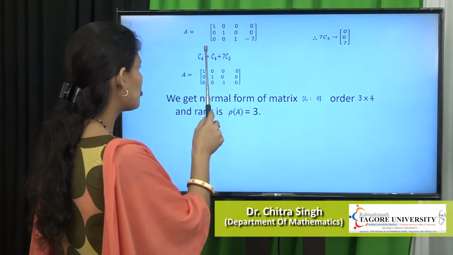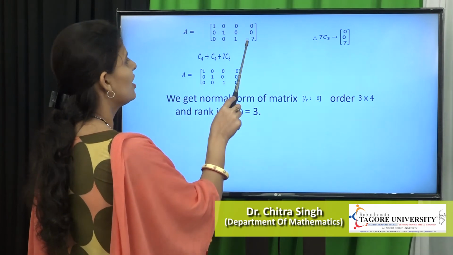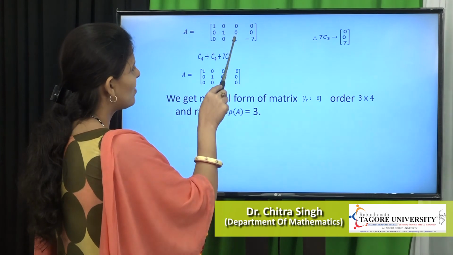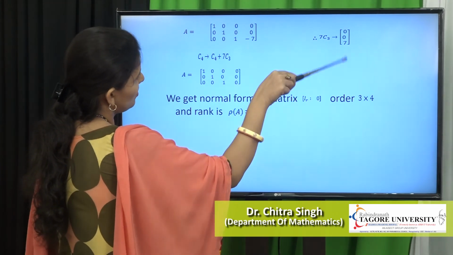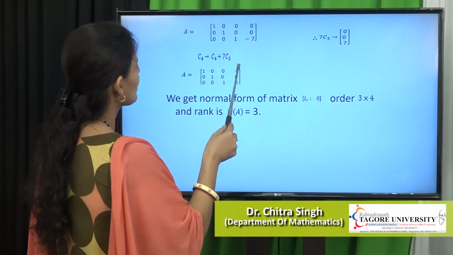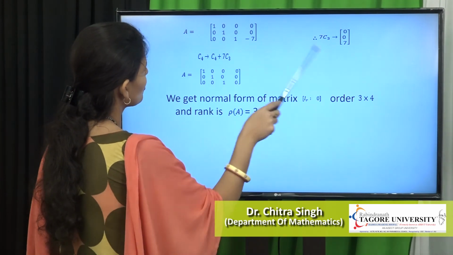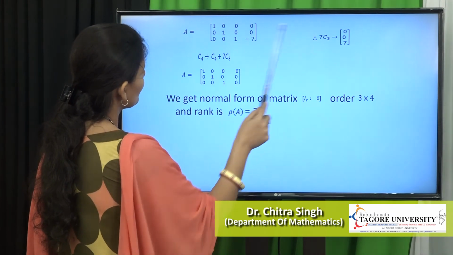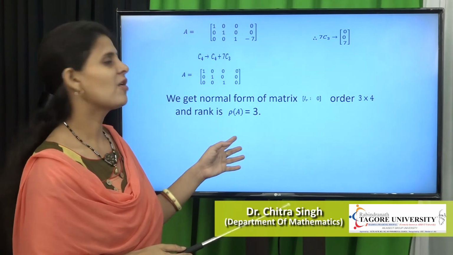So you add appropriate multipliers: C4 tends to C4 plus 7C3. This is a minus sign and this is a 1, so you multiply it by 7. Column C3 times 7 is 0 0 7, and you add C4 plus 7C3. So your matrix is 0 0 7 plus minus 7, and minus 7 plus 7 you get 0. So this is the normal form of the matrix.